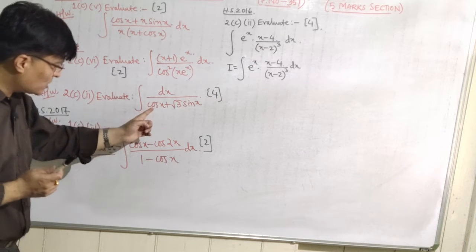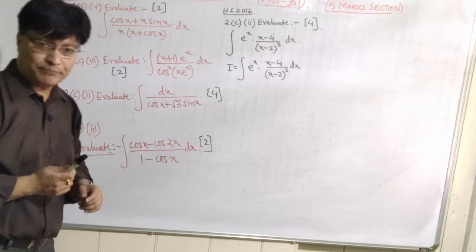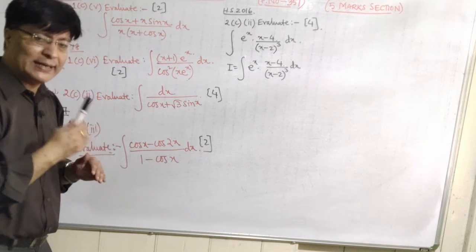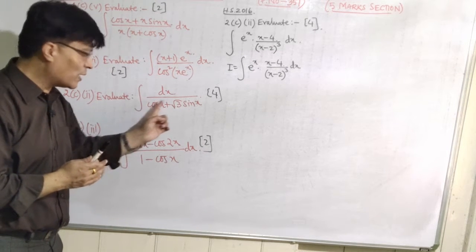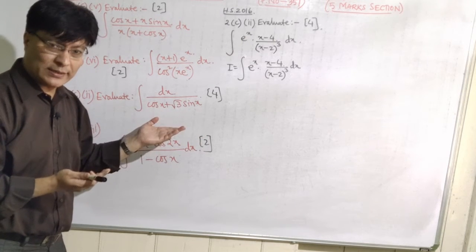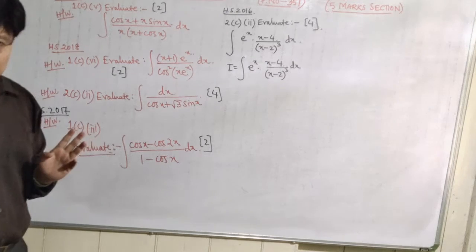So in this case, what is the coefficient of cos x? It is 1. What is the coefficient of sin x? It is root 3. So in the denominator, you have to multiply and divide it by the square root of (coefficient of cos x)^2 plus (coefficient of sin x)^2. That is √(1^2 + (√3)^2), isn't it?